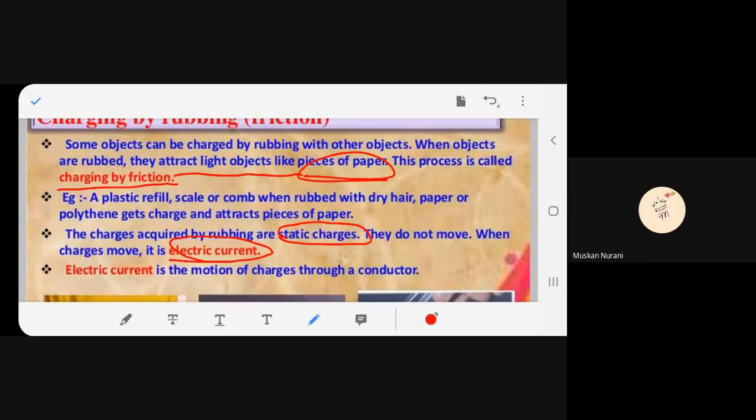Boys, can you hear me? Hello? Yes, ma'am. Can you hear me? What I said just now, the difference between static charges and electric current? Static charges don't move. Electric current moves. That is the difference. Is it understandable? Yes, ma'am. Okay.